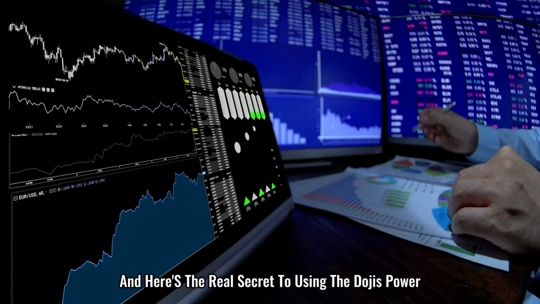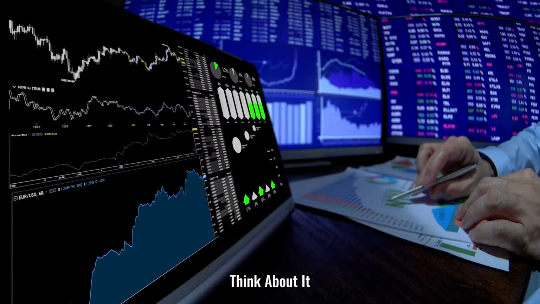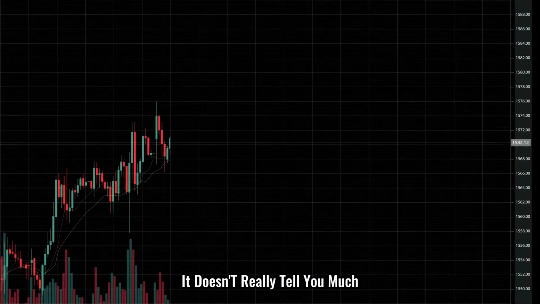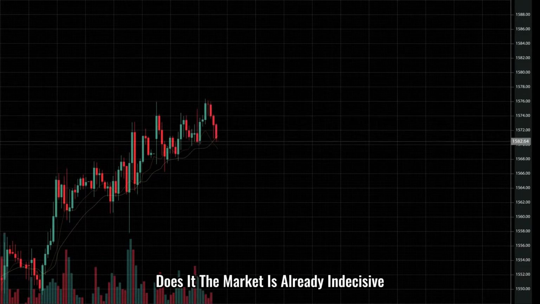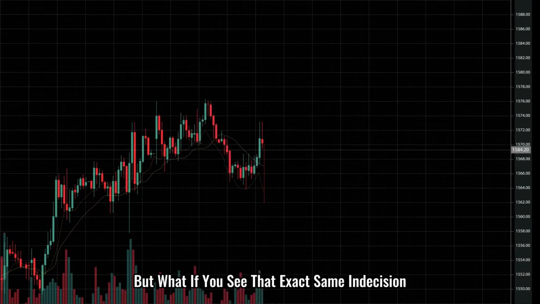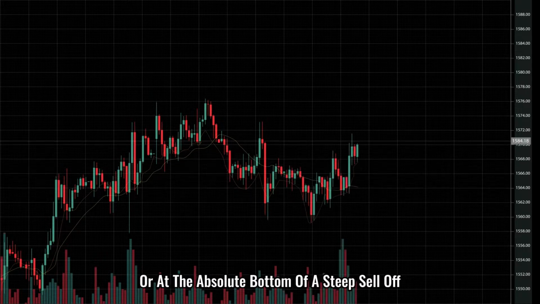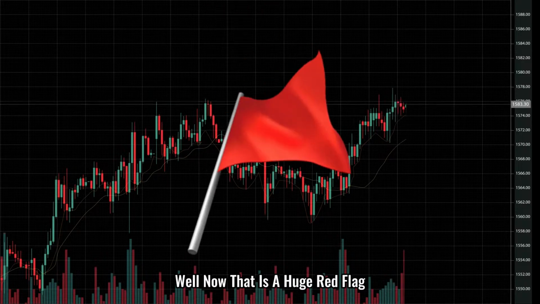And here's the real secret to using the doji's power. Think about it. If you see indecision in the middle of a market that's just chopping sideways, it doesn't really tell you much, does it? The market is already indecisive. But what if you see that exact same indecision at the very peak of a massive rally or at the absolute bottom of a steep sell-off? Well, now that is a huge red flag.